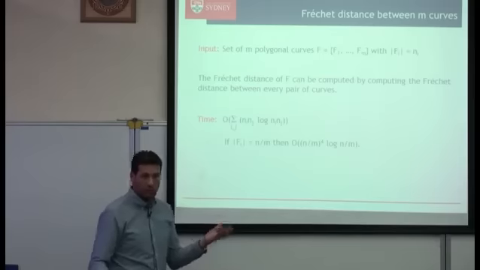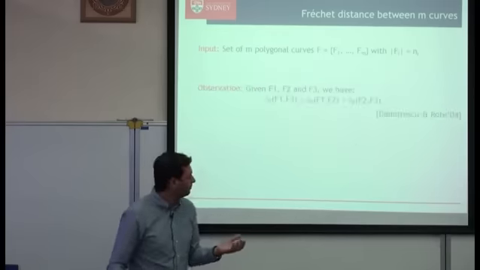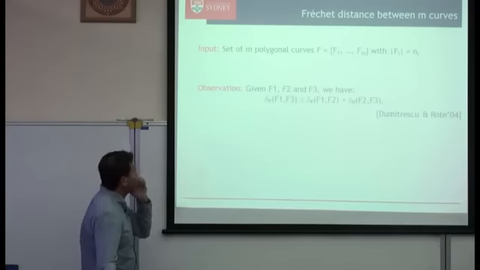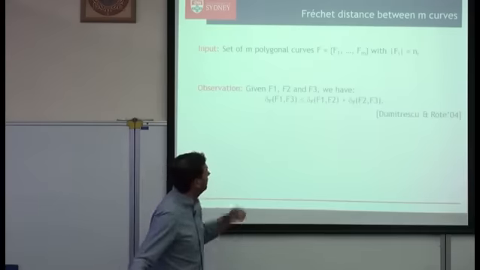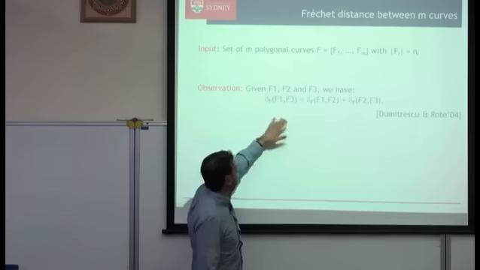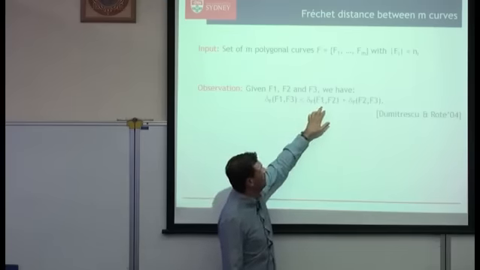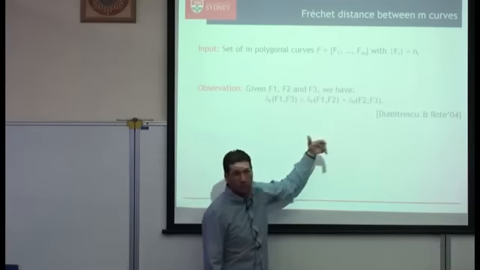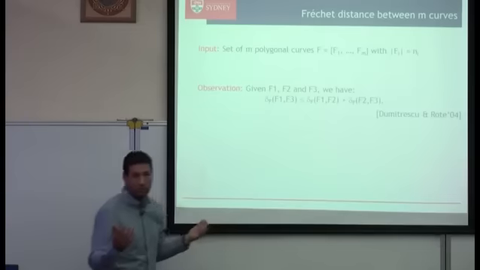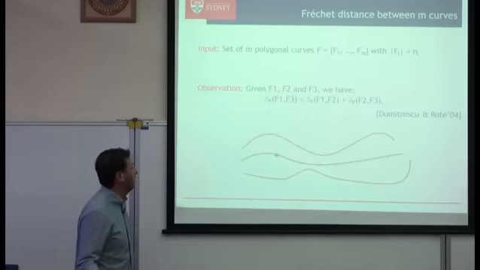Well, the nice thing with the Fréchet distance is that it's a metric. So Dumitrescu and Rote showed that the distance between the curves f1 and f3 is smaller than or equal to the distance between f1 and f2 plus the distance between f2 and f3. So that's fairly easy to see.